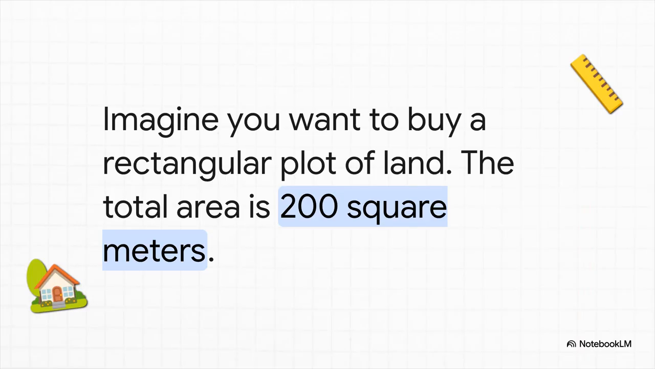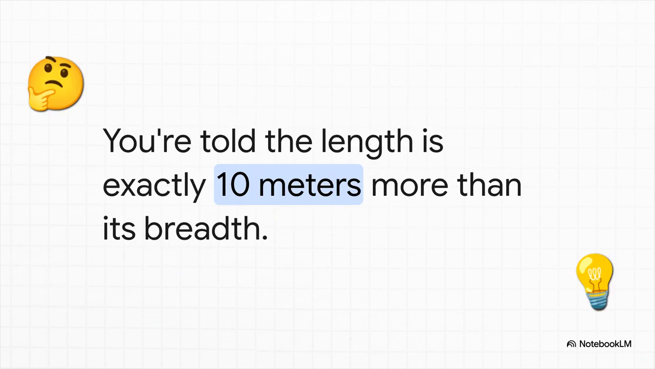So let's kick things off with a real-world puzzle, something you can actually picture in your head. Imagine you've found the perfect spot for a garden. You know the total area is a neat 200 square meters. That's a solid number, but you don't actually know the dimensions. And here's the catch, the little clue you're given. The seller tells you there's a specific relationship between the sides. Whatever the breadth is, the length is exactly 10 meters longer than that.